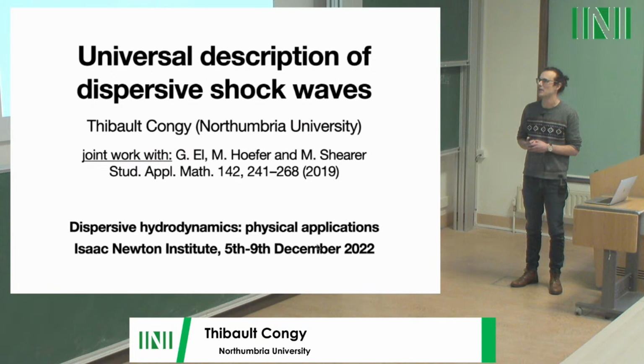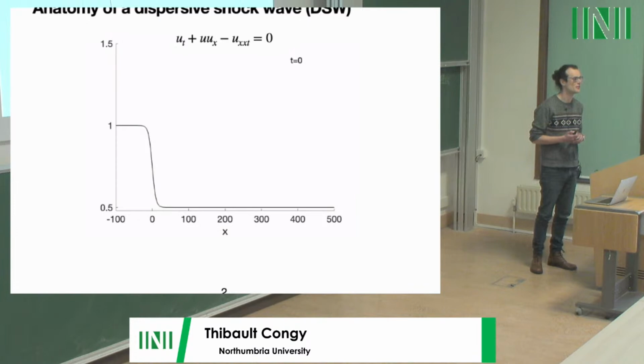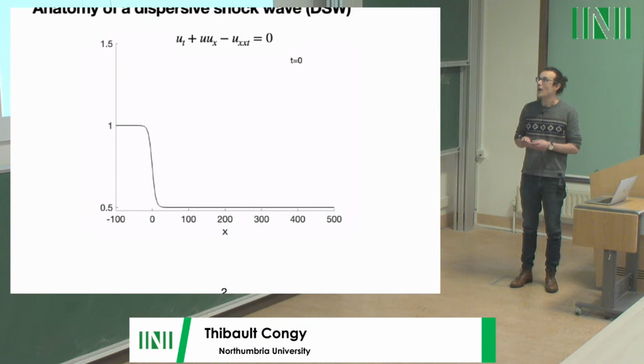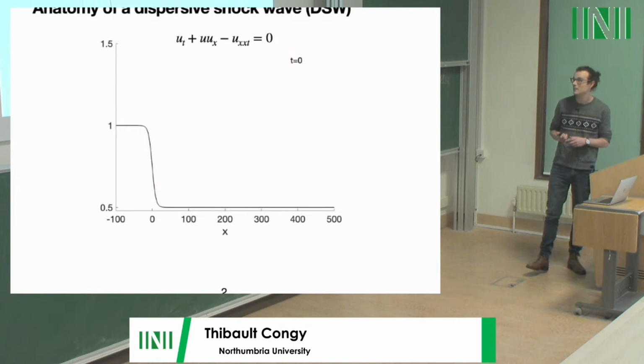I also wanted to thank all the speakers that talked before me. There were a lot of nice talks about dispersive shock waves, so the work is easier for me. Here I'm showing you an example of dispersive shock wave. This is an initial value problem. We start with a step. For numerical reasons, it's not an exact step. Here you see there is some smoothing. It's a hyperbolic tangent profile.